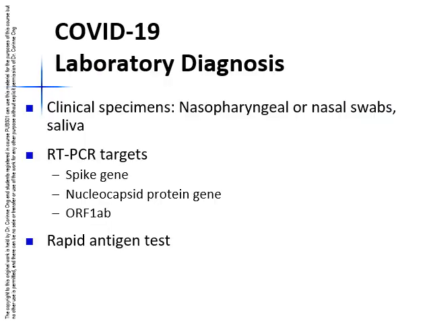Nasopharyngeal or nasal swabs, as well as saliva specimens, can be submitted for testing. The main test for COVID-19 is a nucleic acid test using reverse transcription PCR to amplify 3 different genes, which are the spike and nucleocapsid protein genes, and the open reading frame 1AB. Rapid antigen test kits are also available for at-home testing.